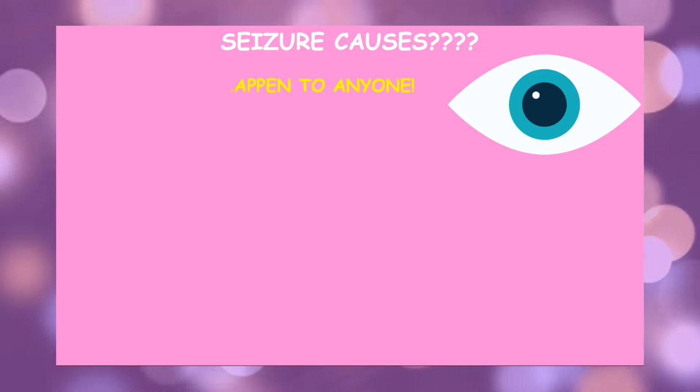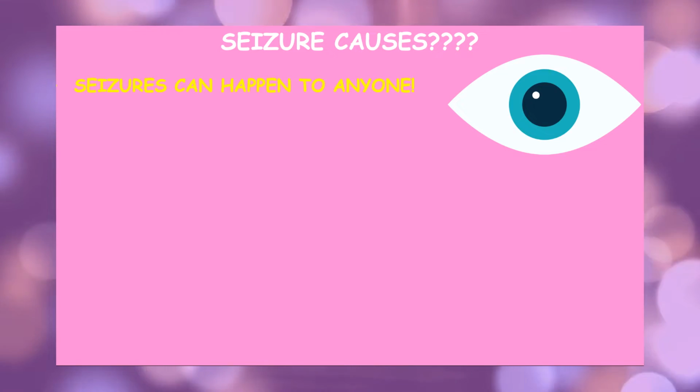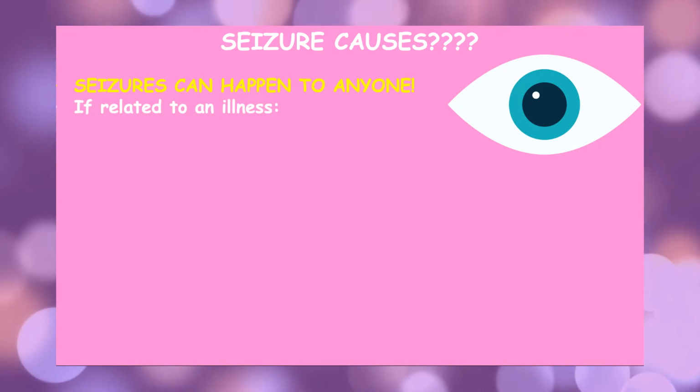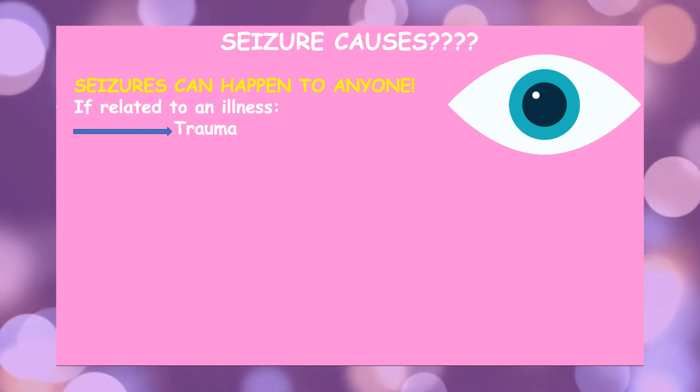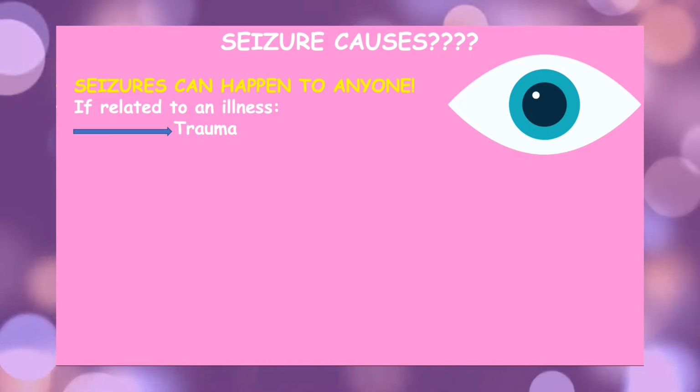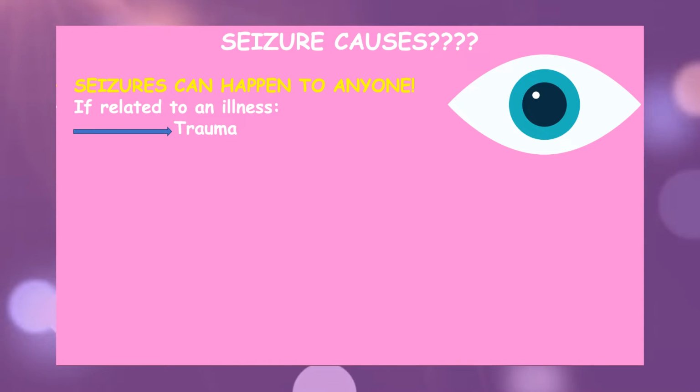Now let's talk about some causes of seizures. The number one thing that I want you to remember is that seizures do not discriminate against anyone. It can happen to children as well as to adults. Now, if it is related to an illness, it has several causes. For example, trauma. Did the patient have a motor vehicle accident that caused a head injury? That can cause a seizure.